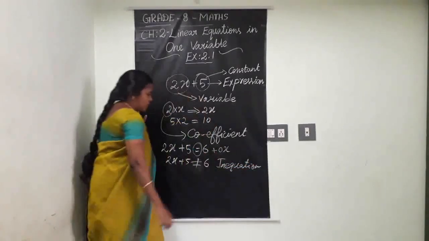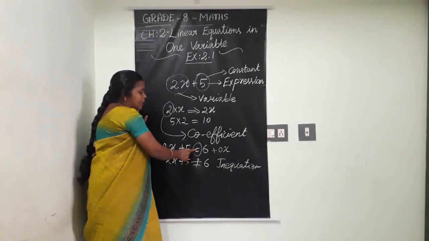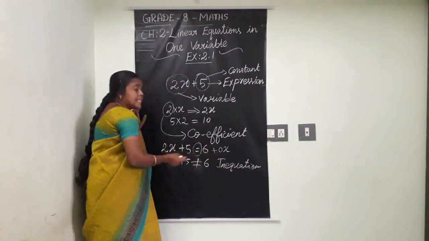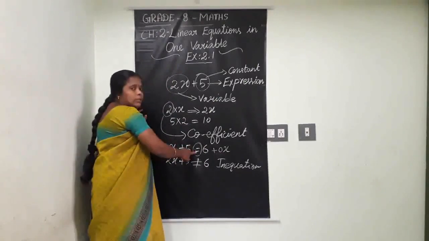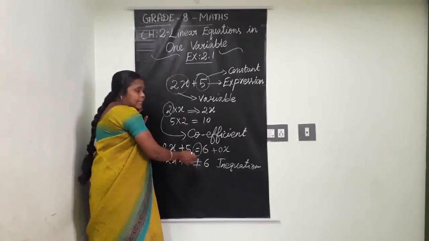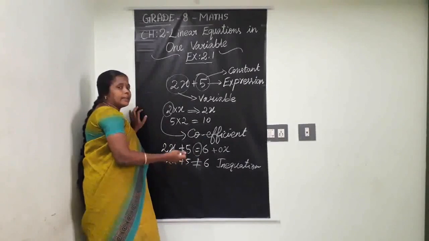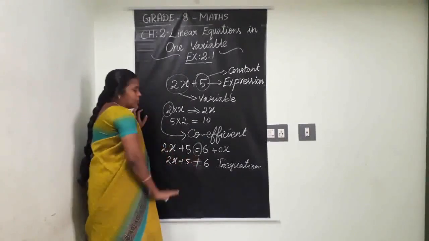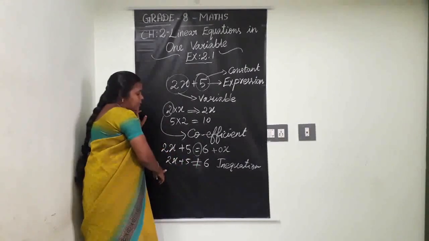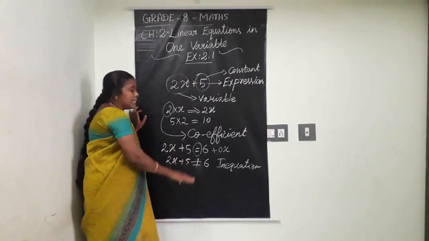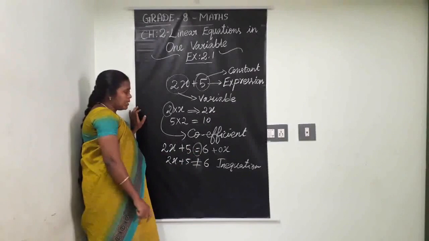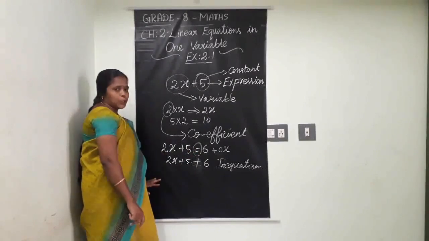I-N-E-Q-U-A-T-I-O-N. Inequation. Only when the equal sign is present can you call it an equation. Other than the equality symbol, if you see less than or equal to, greater than or equal to, or not equal to, you can tell these are not equations. They are called inequations. Clear, children? About this only we are going to see.